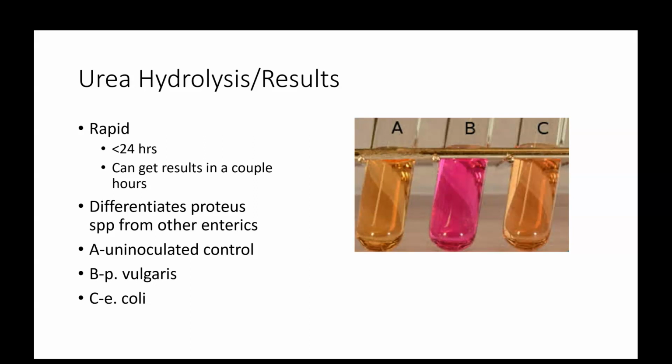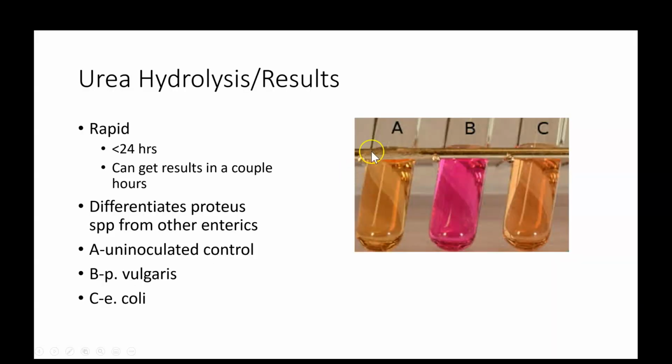The interesting thing about this test is that it's a rapid test. You can read these results, and you actually want to read these results in less than 24 hours. Sometimes when students were working in the lab, they would inoculate at the beginning of lab, and by the time they left, it was already pink. So you can sometimes get results in just a couple of hours. And the value of this test really is to differentiate Proteus species, so Proteus vulgaris, Proteus mirabilis, pathogens of the urogenital tract, from the other enterics. So most enterics don't have this ability to process urea, but these Proteus species do.